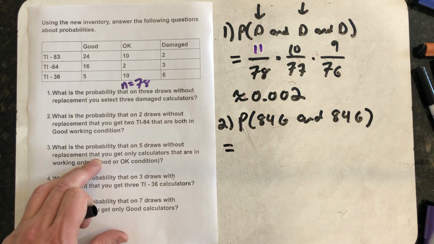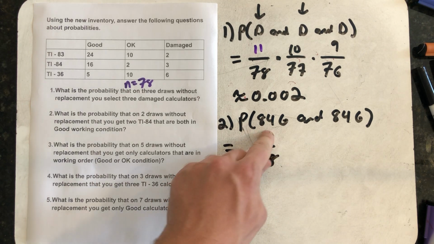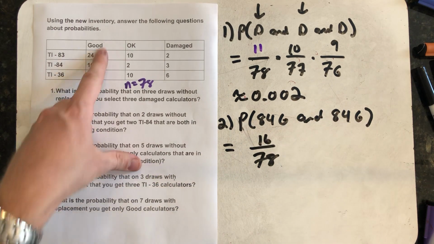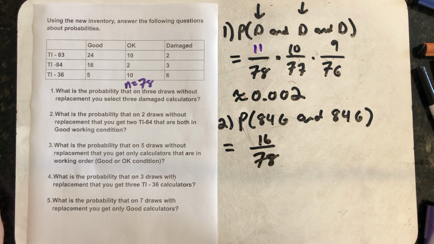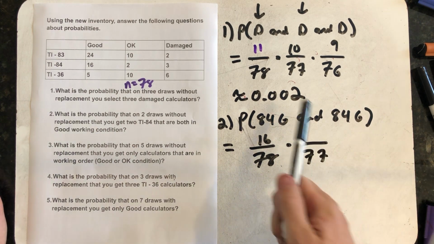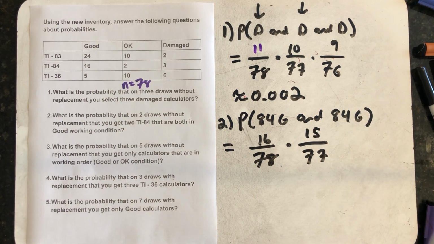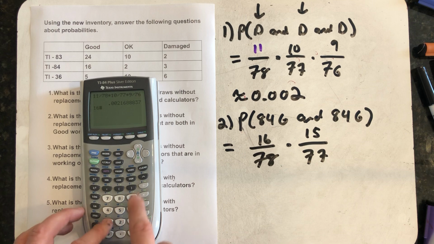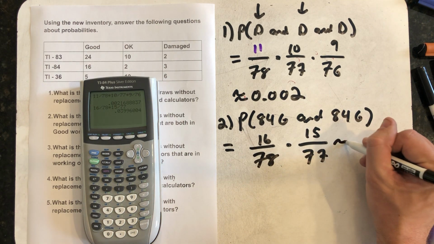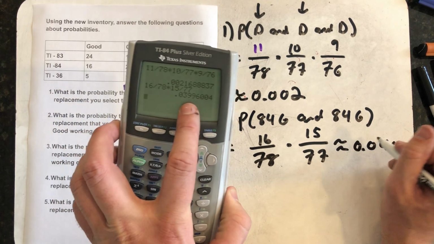Alright, so the first time through I have 78 total calculators. I need to know the total number that are both 84s and good at the same time. Well, there's 16 of those, right? Good category TI-84, 16 of those. Alright, but the next time through I assume I've drawn a calculator already, and I assume that it was a good 84, so there are only 15 left this time. Alright, so let's see. 16 out of 78 times 15 out of 77. I get a probability of 0.040 when I round to the nearest third decimal place.